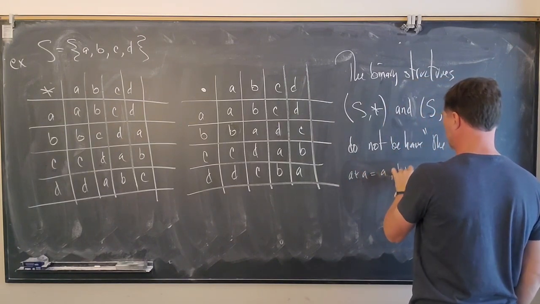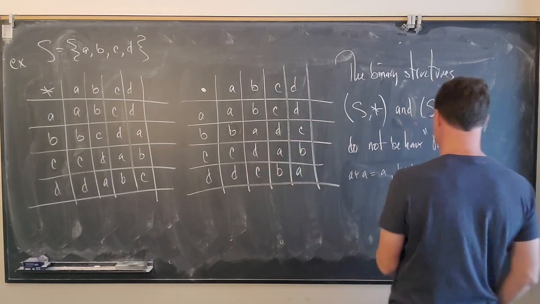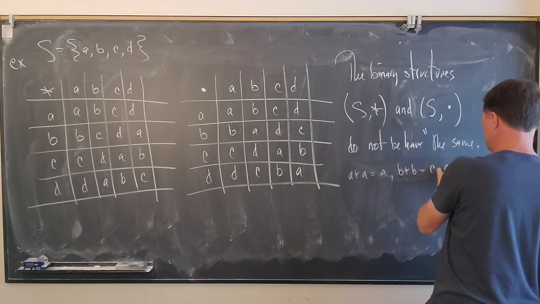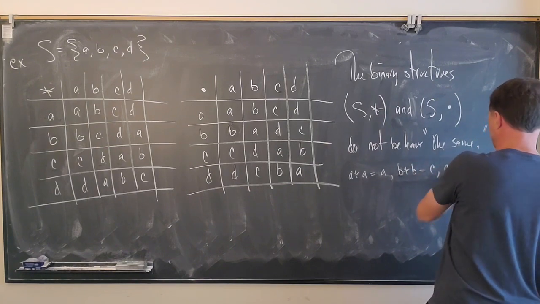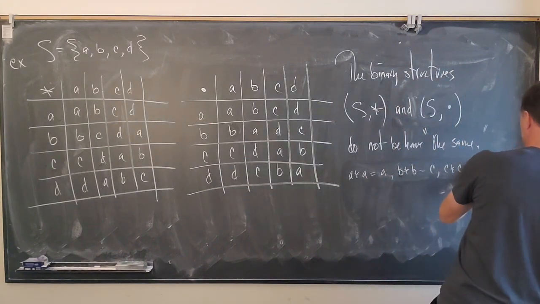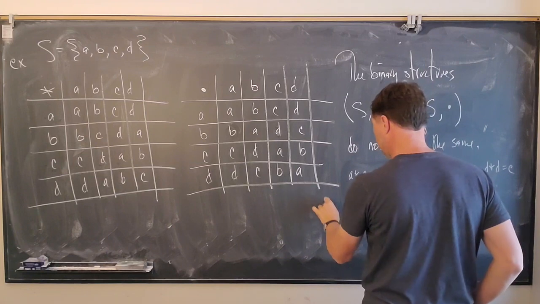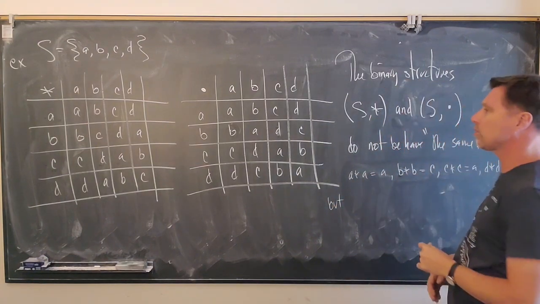B star B equals C. C star C equals A. And D star D equals C. Sorry, I'm running out of room here.